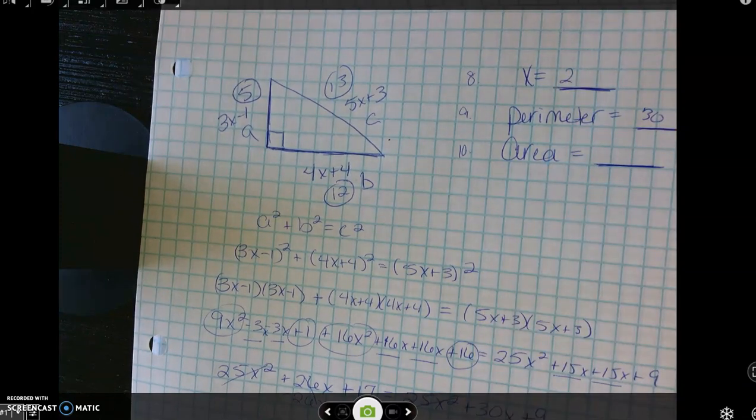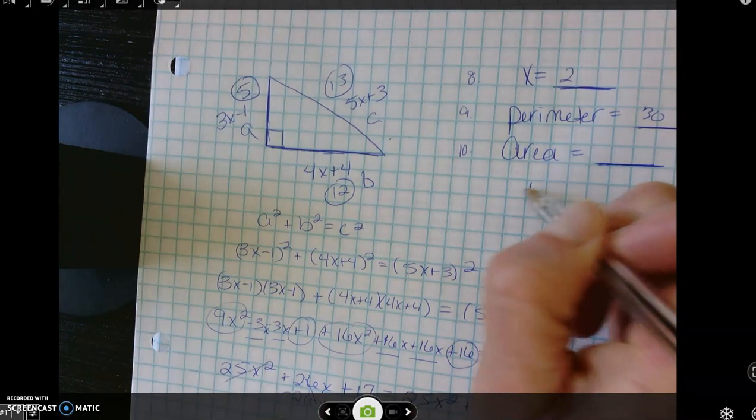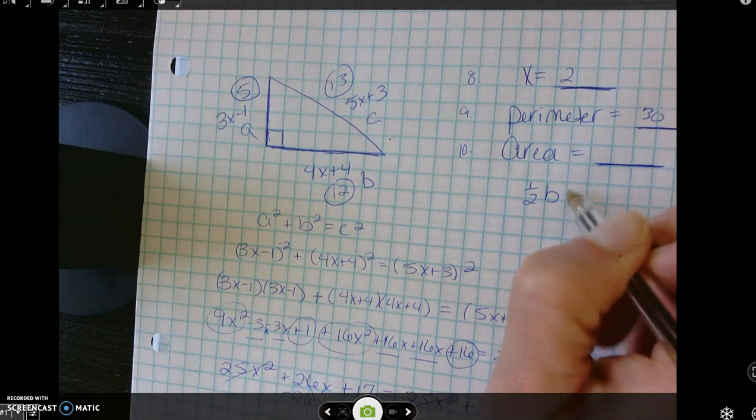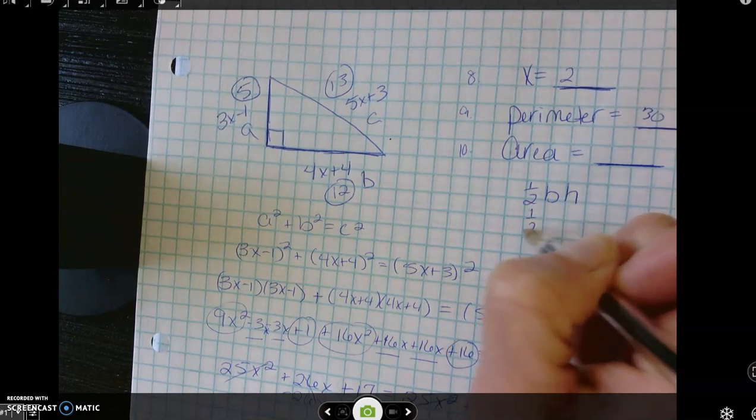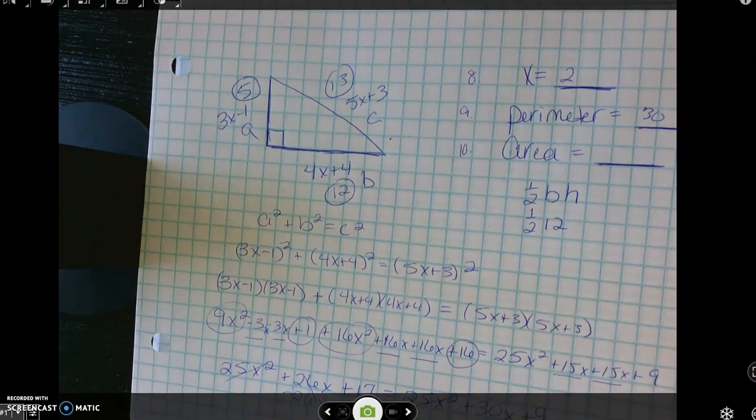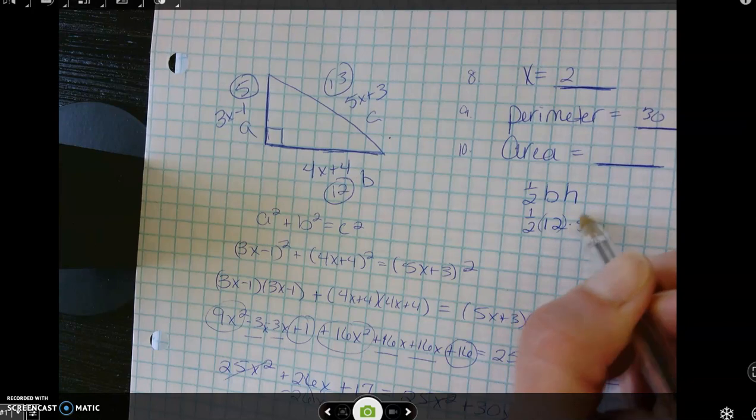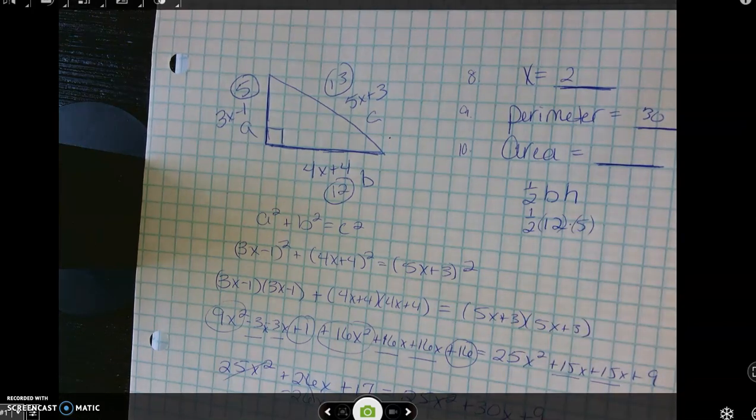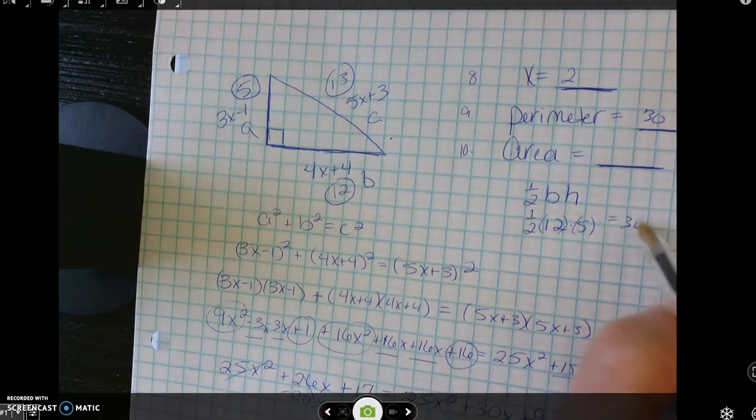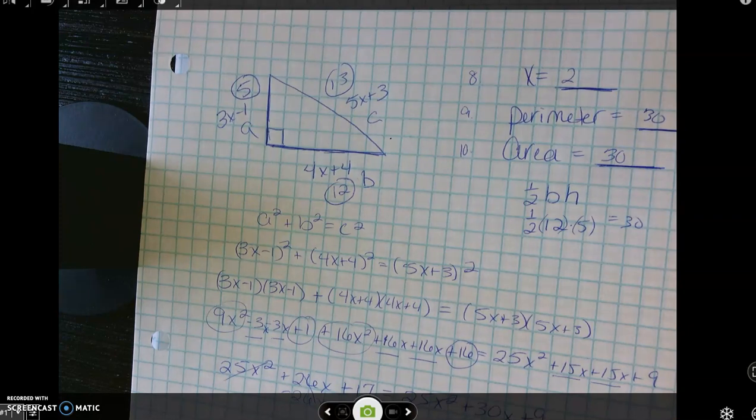X equals 2. Area, 1/2 base times height. So my base in my problem would be the 12 on the bottom, the height would be the 5. So whatever your A and B come out to when you plug in your x value, that's what your base and height are. So half of 12 is 6 times 5 is 30. So my perimeter and my area are the same. That's odd. Yours should be different when you do your 8, 9, and 10.